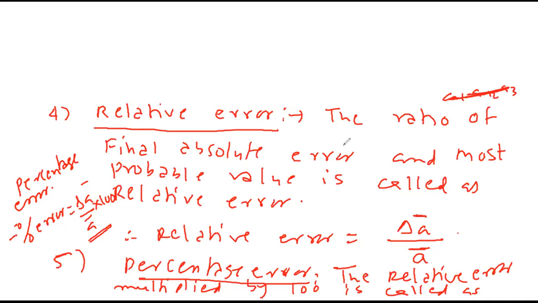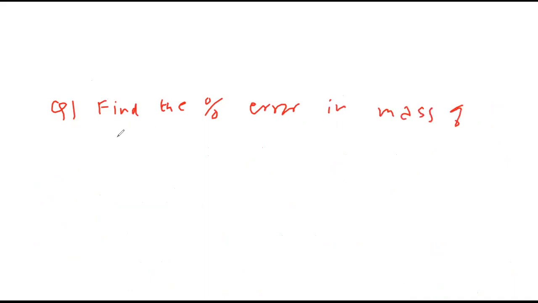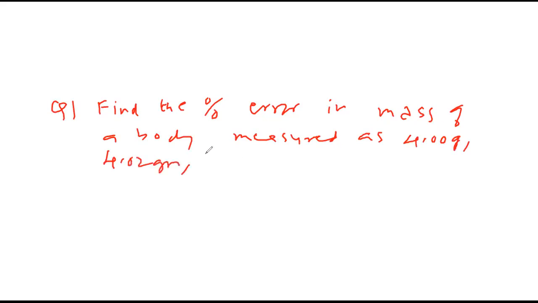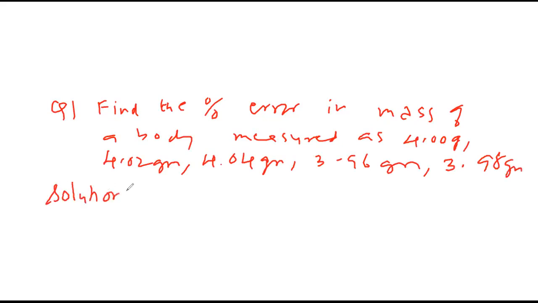Done, sir. Yes. Now after understanding these 5 concepts, let us see one numerical. Find the percentage error in mass of a body measured as 4.00 gram, 4.02 gram, 4.04 gram, 3.96 gram and 3.98 gram. I want what will be the percentage error of the mass.